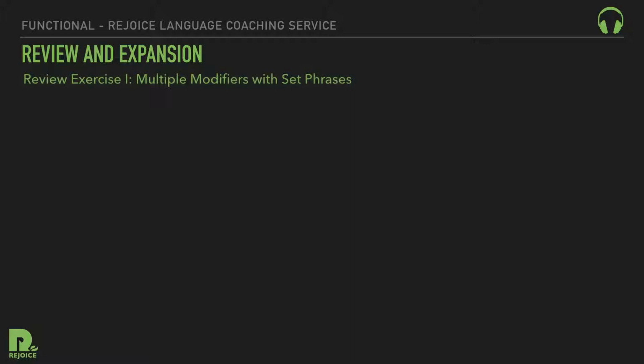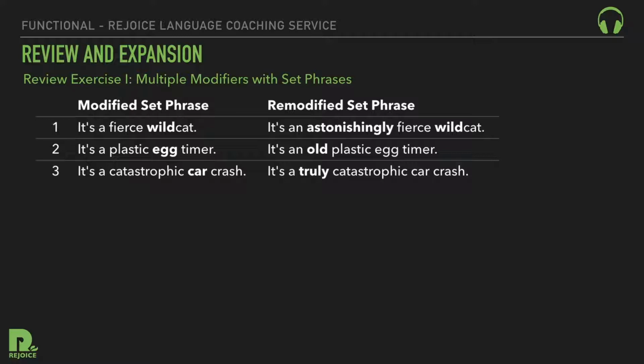Review exercise I. Multiple modifiers with set phrases. It's a fierce wildcat. It's an astonishingly fierce wildcat. It's a plastic egg timer. It's an old plastic egg timer. It's a catastrophic car crash. It's a truly catastrophic car crash.